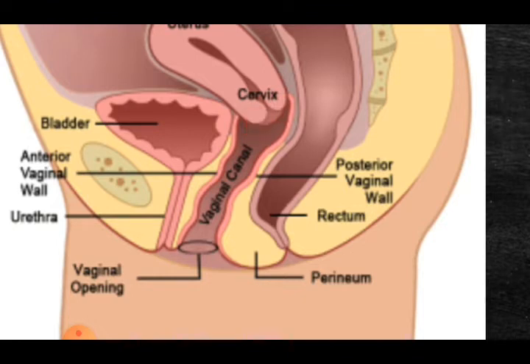Another important thing to remember is that, as you can see, the length of the posterior vaginal wall is more than the anterior vaginal wall. So the posterior vaginal wall is greater in length as compared to the anterior vaginal wall. The anterior vaginal wall is approximately 7.5 centimeters long, and the posterior wall is about 9 centimeters long in adults.